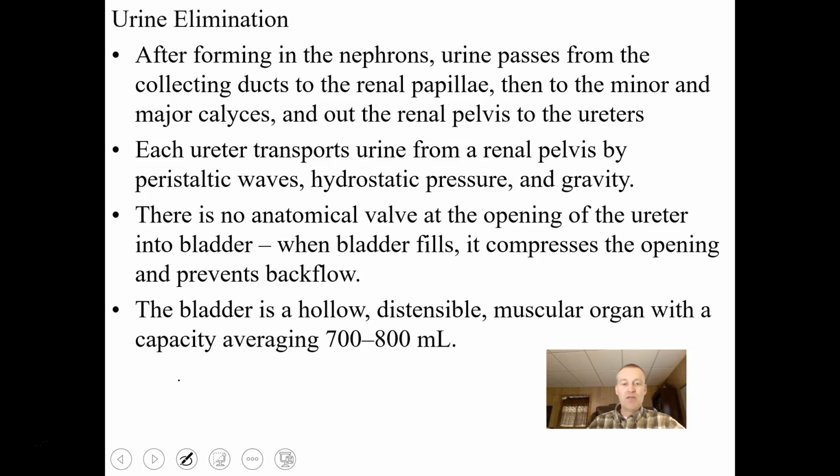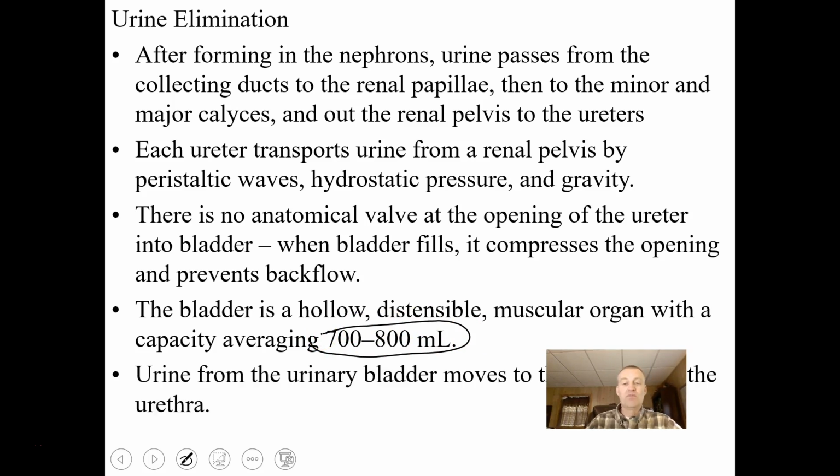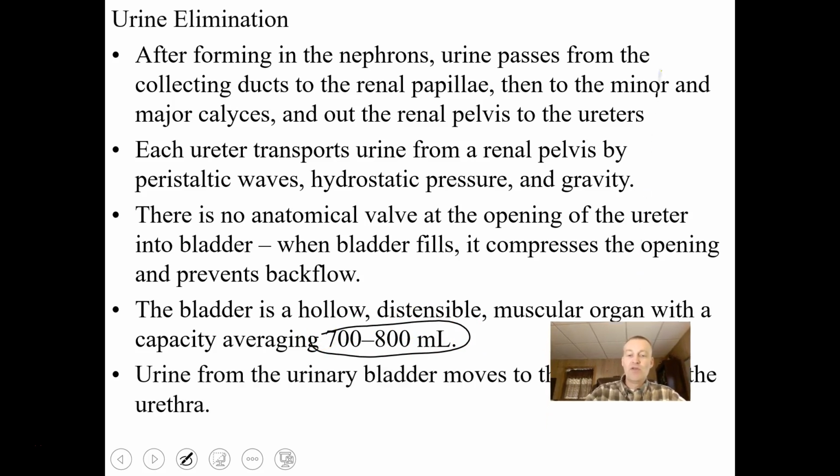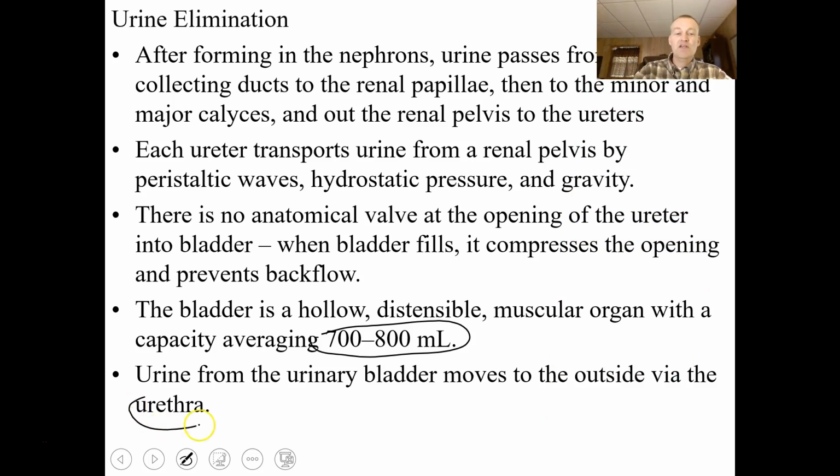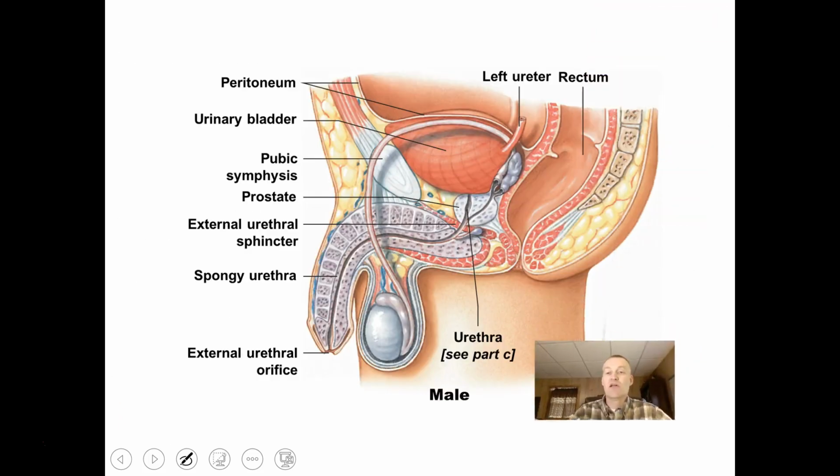The bladder is hollow. It's distensible, and that means it can shrivel or it can grow in size. It is a muscular organ, so it does have smooth muscle tissue. There is transitional epithelium inside that has the ability to expand and then contract smaller. And it has a 700 to 800 milliliter capacity. Urine from the urinary bladder moves to the outside via the urethra. It's a tube that carries urine from the urinary bladder to the outside of the body.